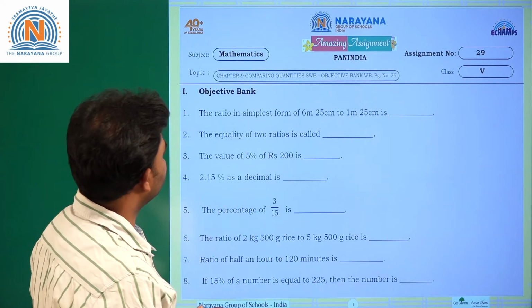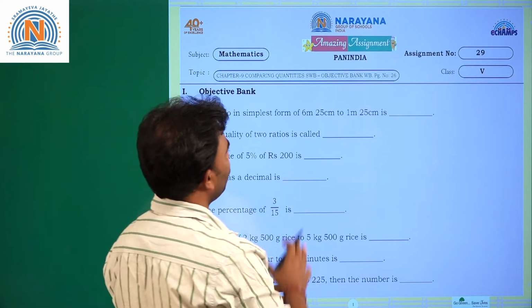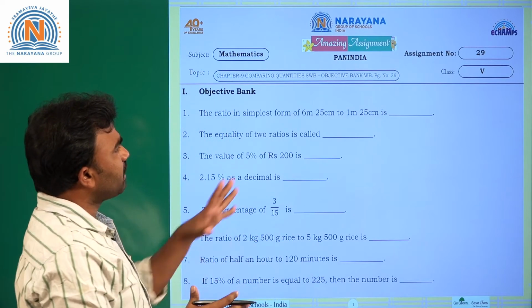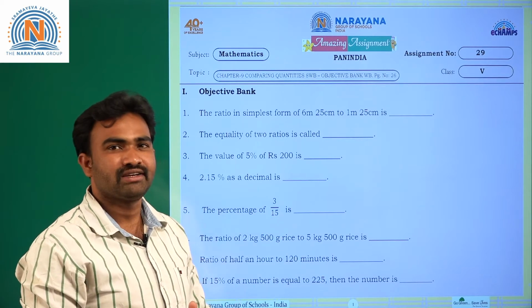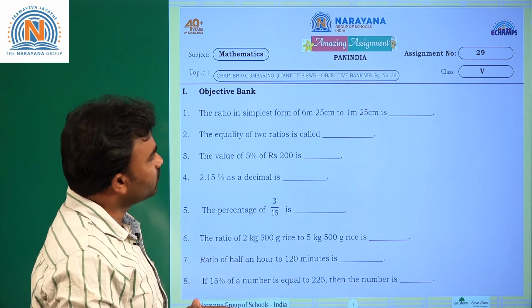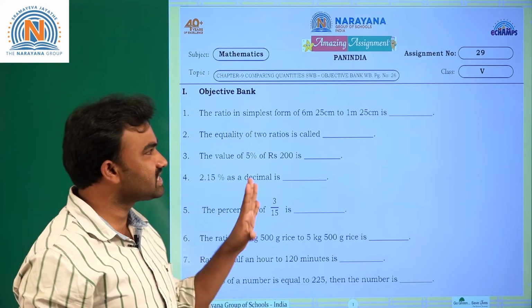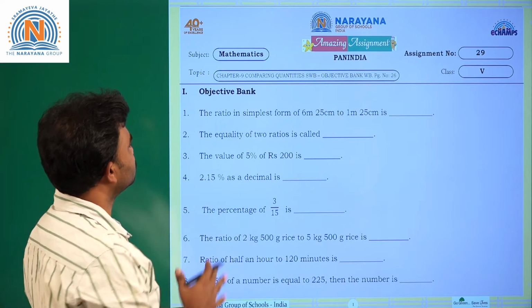Today's amazing assignment is on chapter 9, Comparing Quantities. It is from the Sadhana workbook, Objective Bank. For this you can refer to workbook page number 26. Let us have a look at our amazing assignment today.